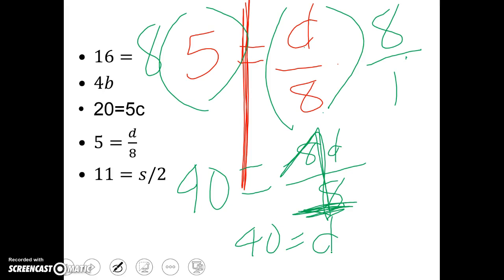Now let's check that out and make sure that that's correct. If I go back and I plug that in, that would be 40 divided by 8 is 5. Is that a true statement? Yes, that's a true statement. So then we know that we did it right. Okay.